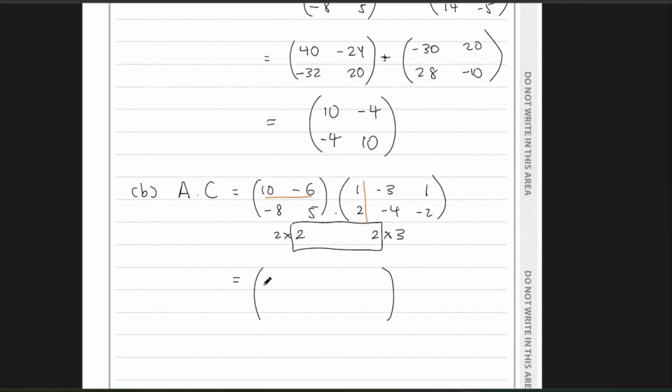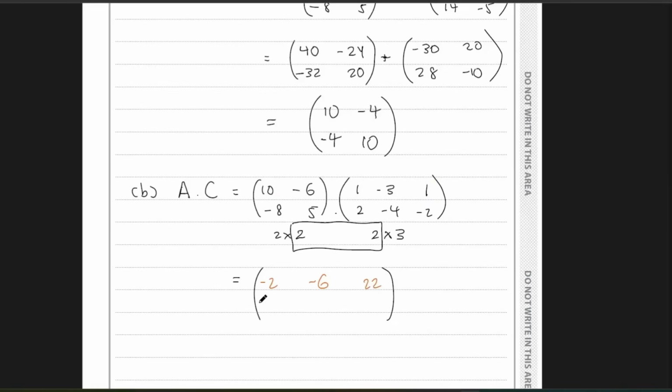So 10 times 1 is 10, minus 6 times 2 is minus 12, which is minus 2. Now the second spot, the first row times the second column. So 10 times minus 3 is minus 30, minus 6 times minus 4 is plus 24. Minus 30 plus 24 gives us minus 6. And now the third spot, first row times third column. So 10 times 1 is 10. Minus 6 times minus 2 is plus 12. So that gives us 22. 10 plus 12 is 22.